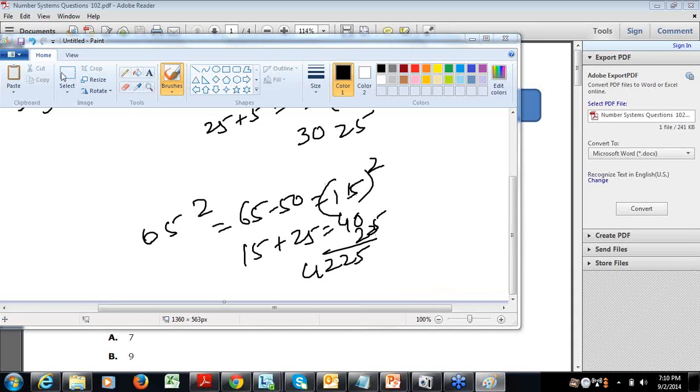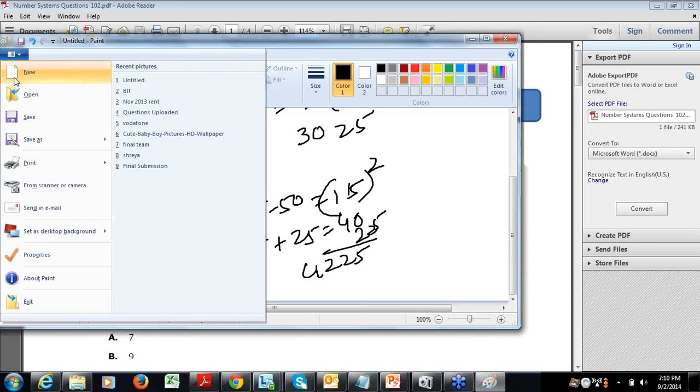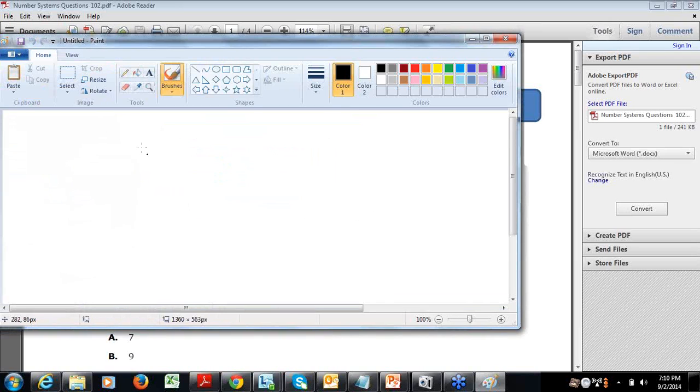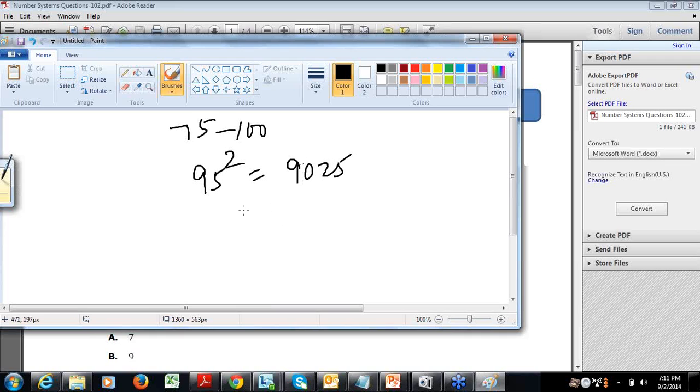Now you have to find out the squares of numbers from 75 to 100. How will you find out? So suppose I am taking the number 95. So 95 square is what? 9025. How did I find out? 95 minus 5 is 90, and square 5, 25.